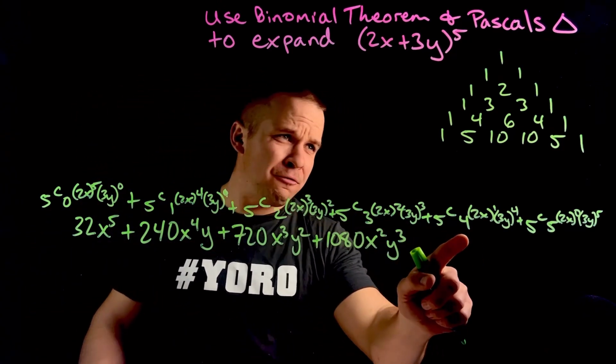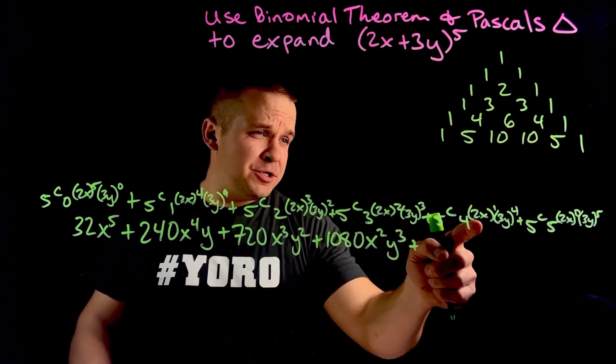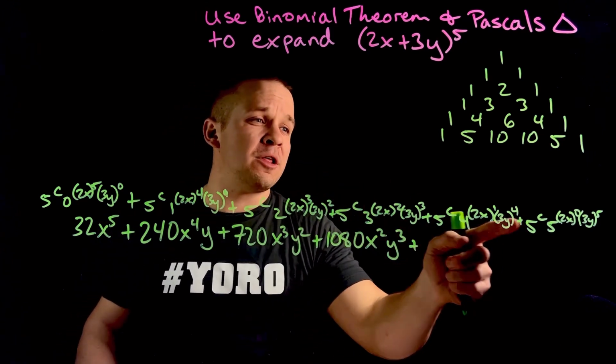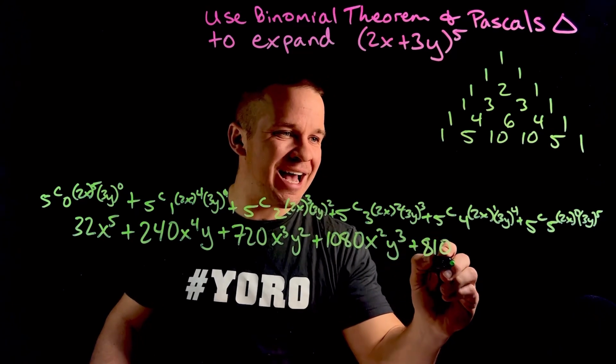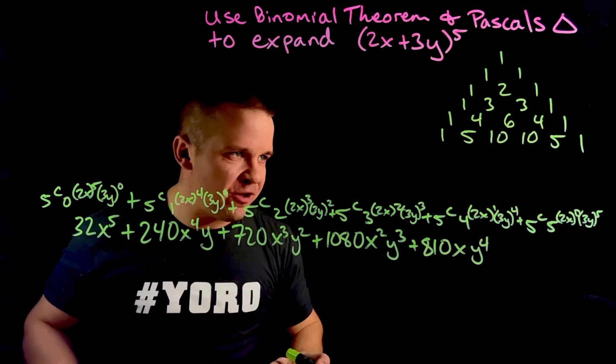All right. 5 choose 4. That's 5. Then we got 2 to the 1st is 2. So 5 times 2, that's 10. I'm gonna keep that in my head. 3 to the 4th, that's 81. 81 times 10 is 810. We have x, we have y to the 4th. We're almost there, folks. We're at the finish line.